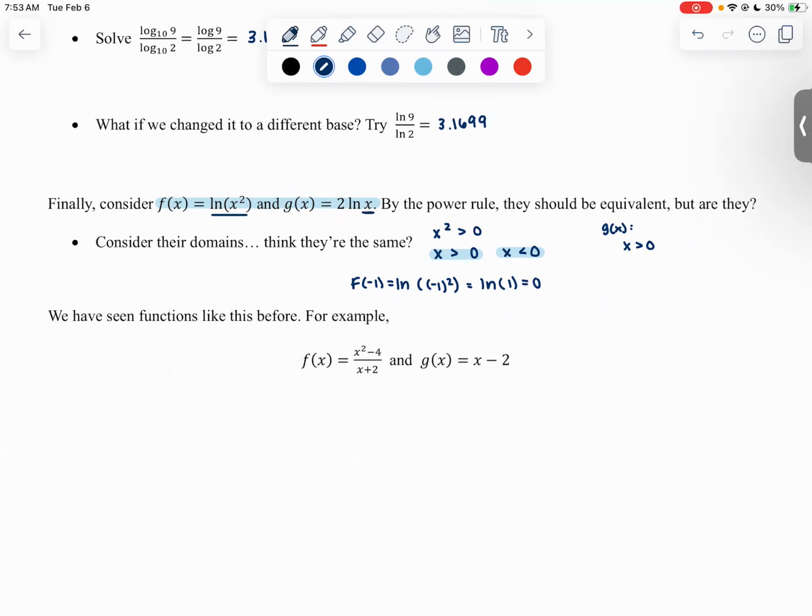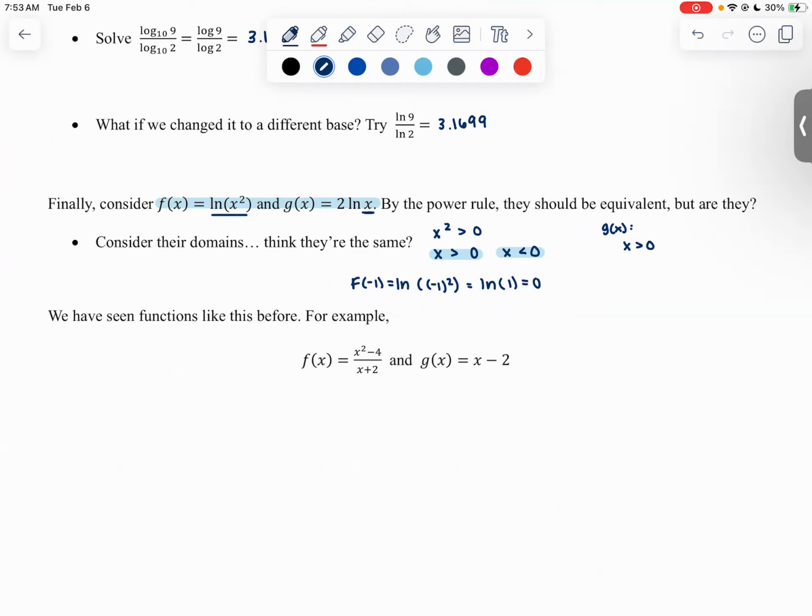And just as an example, we have seen this kind of thing before with our rational functions. In this case, in f of x, you could factor the top. We would see that we'd have a set of x plus 2's we could cancel out, which seems to yield the same function as g of x. However, the function for f of x would have a hole at -2.